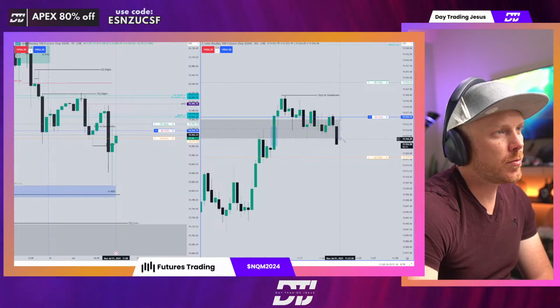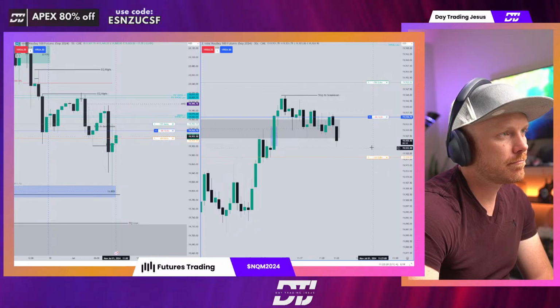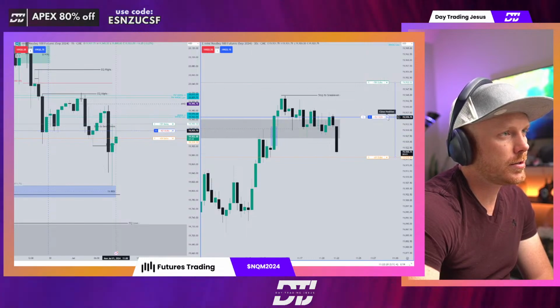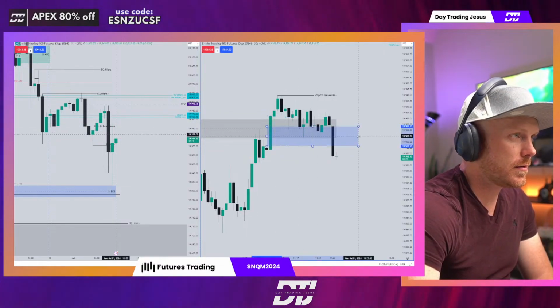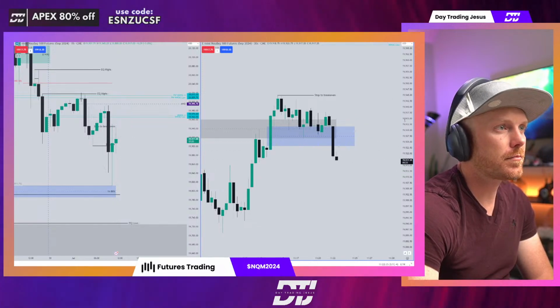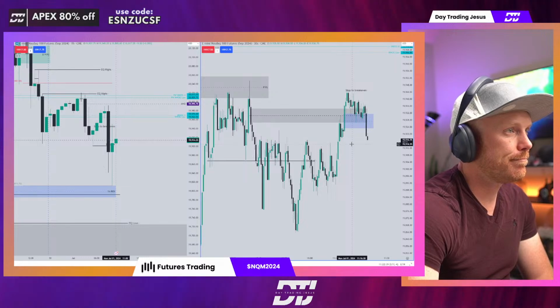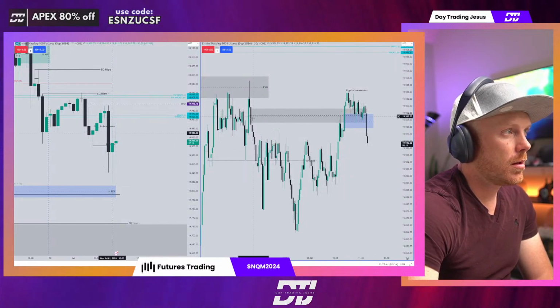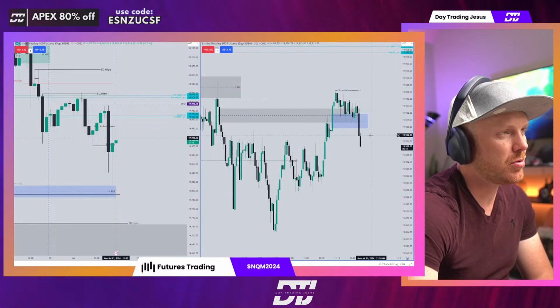Close below this and we're out. We got 14 seconds. And 3, 2, out. That's just stupid. This is, like I said, remember, this is the price action. When you see this, guys, you stay out.